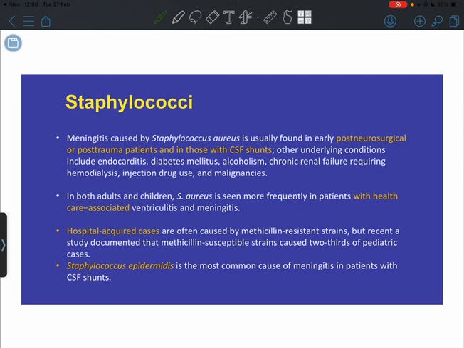Okay? So hospital acquired or healthcare acquired, and Staph epidermidis, believe it or not, it's on our skin, right? Epidermidis. It's part of the normal microbiome of the skin. If we're talking about a CSF shunt, then the answer in the exam is epidermidis.